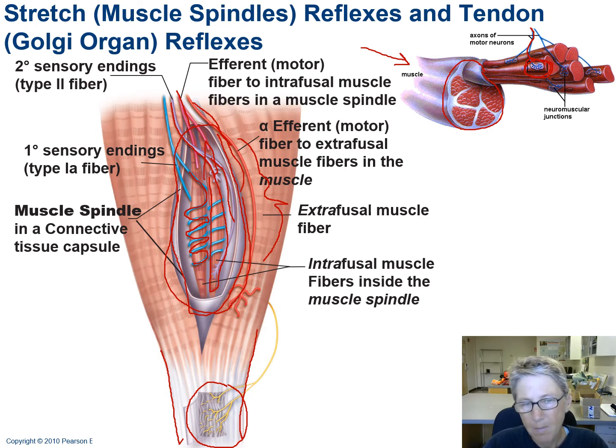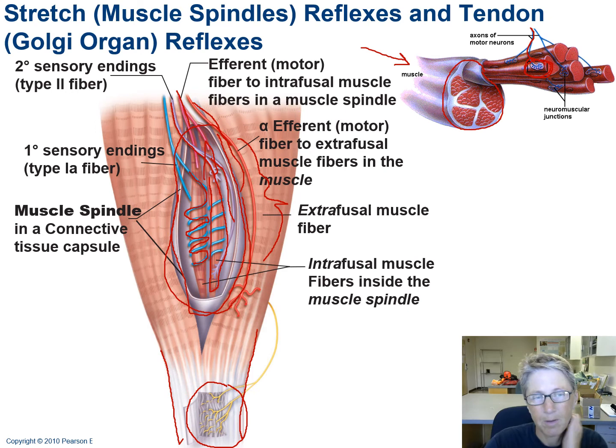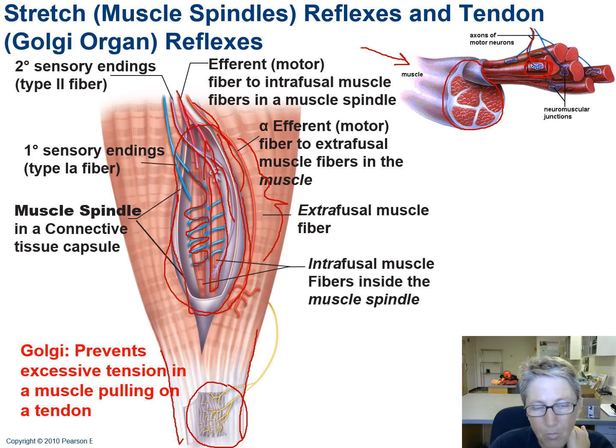You just have to know that you have sensory afferent neurons that are sending information along these sensory neurons to the brain to tell you the tension in your muscle, and also the tension in your tendons. So this Golgi tendon organ down here will actually prevent excessive tension in a muscle pulling on the tendon. So this will allow you to initiate a reflex so that you don't damage your muscle.